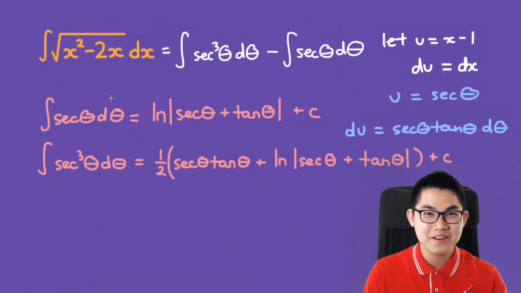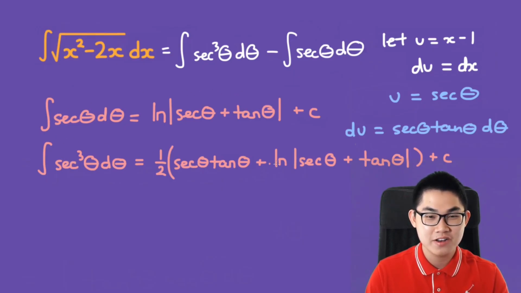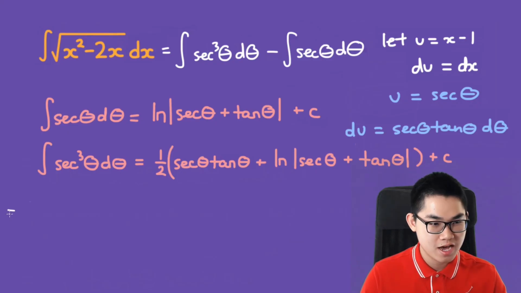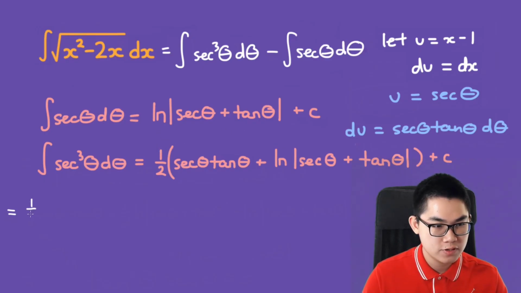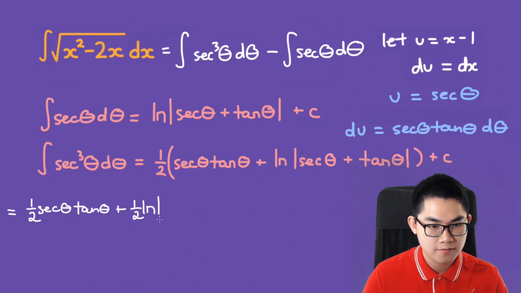So I've made separate videos to explain the integral of secant and the integral of secant to the power of 3. You can refer to those ones if you want, but here are the formulas. So continuing on, the integral of secant to the power of 3, that's this part here. And we're just going to multiply 1 over 2 with these terms. So we have 1 over 2 times secant times tan plus 1 over 2 times the ln of the absolute value of secant plus tan.